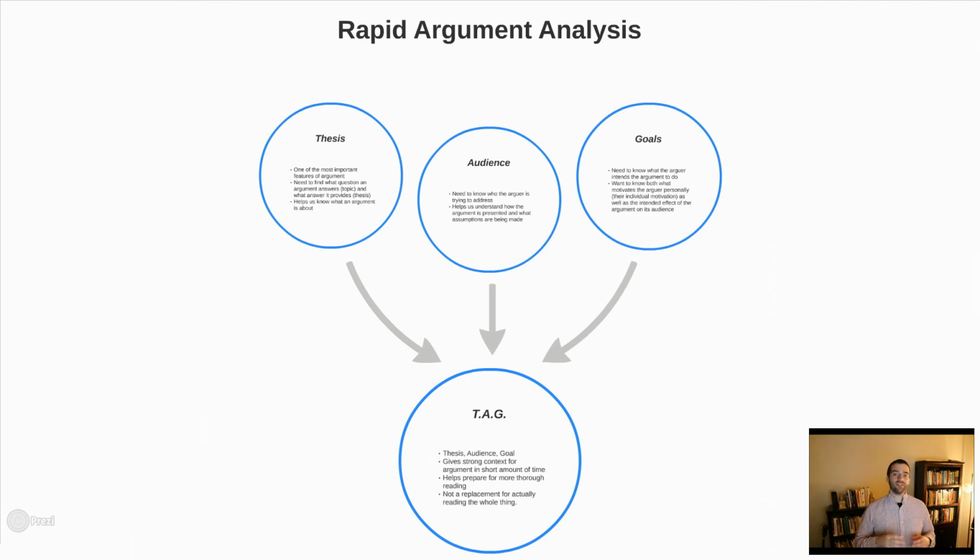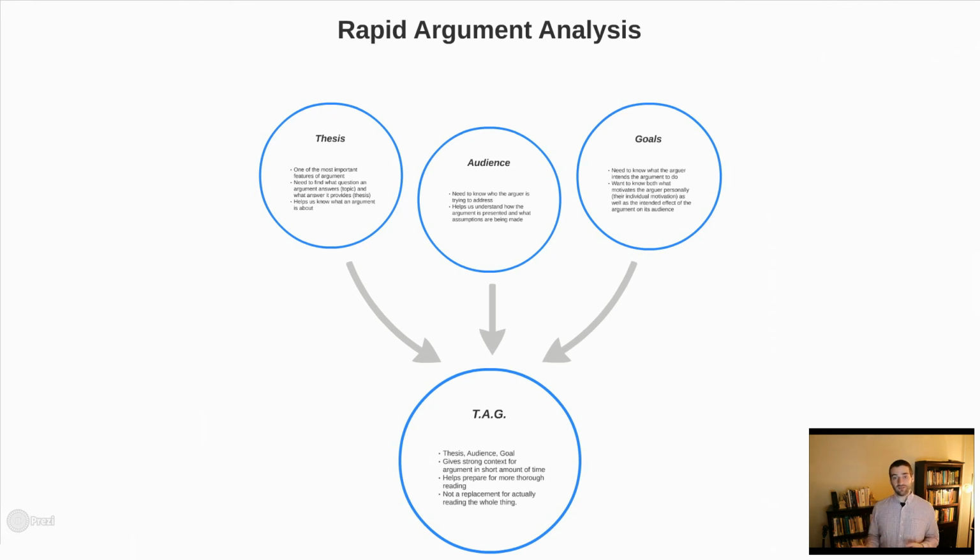But if we want something a little more sophisticated, we can use a tool set that I call rapid argument analysis, or you can call it TAG. I've worked very hard to get these words to fit an acronym. So, tag the argument. Let's say you've got five minutes. You should have read it last night. You should have read it last week, but you didn't. I'm sure this sounds familiar to all of us at some point in our lives.